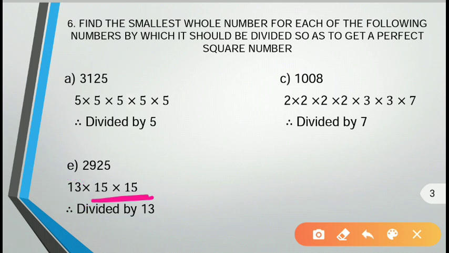Your exercise 3B is completed till question number 6. Few more questions are there. Tomorrow we will complete this exercise, but you solve all the remaining questions. We have completed chapter 3 and exercise 3B so far, but if you do not solve the questions, you will not be able to understand it. So solve the remaining questions. Thank you.